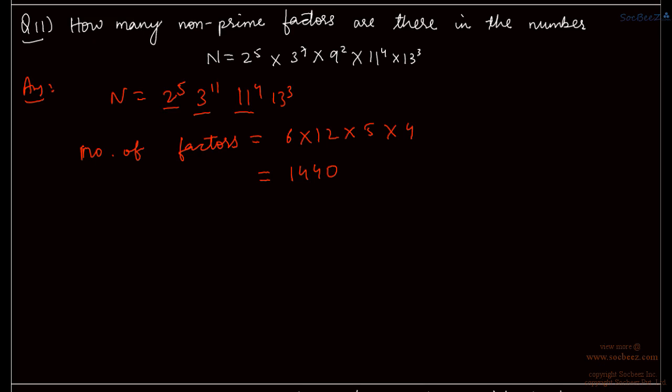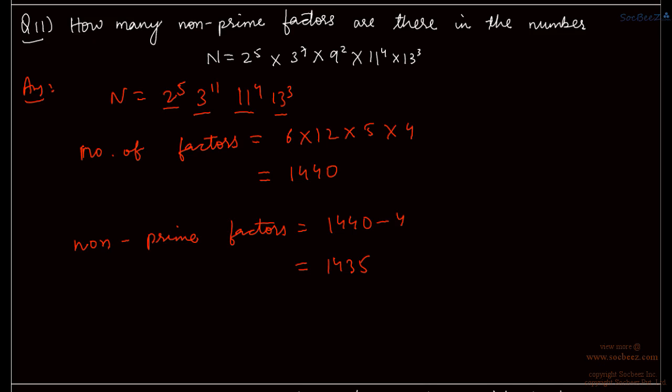But how many prime factors are there? There are only 4 prime factors, right? We have 2, 3, 11 and 13, and these are our prime factors. Hence the total number of non-prime factors is just the subtraction of these 4 numbers. So that is 1440 minus 4, 1436.